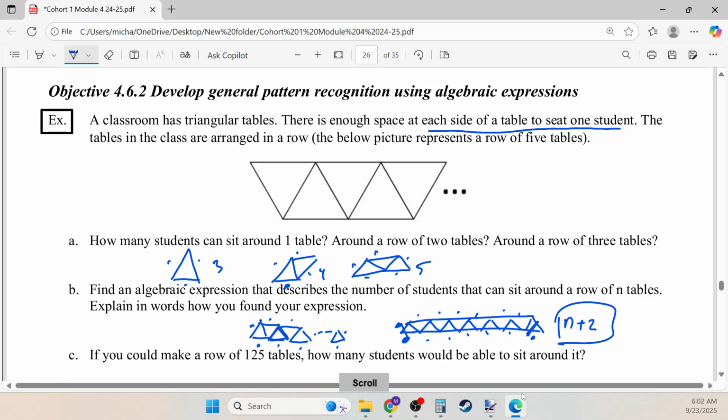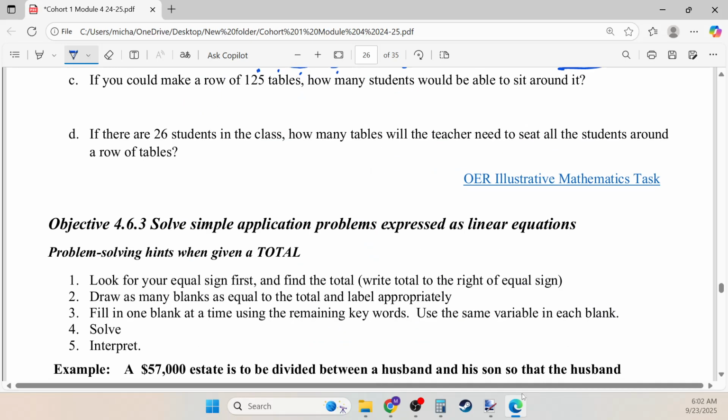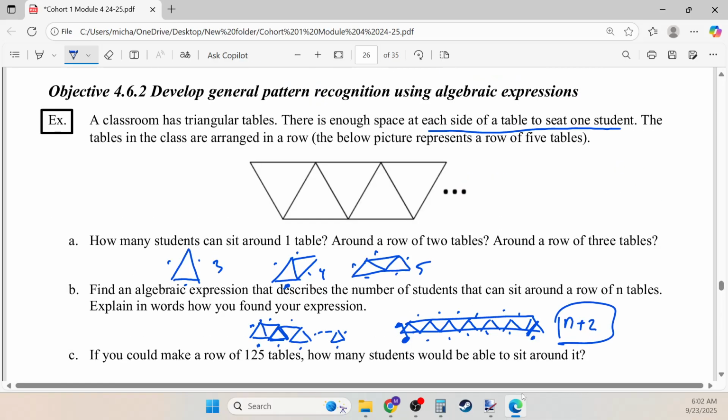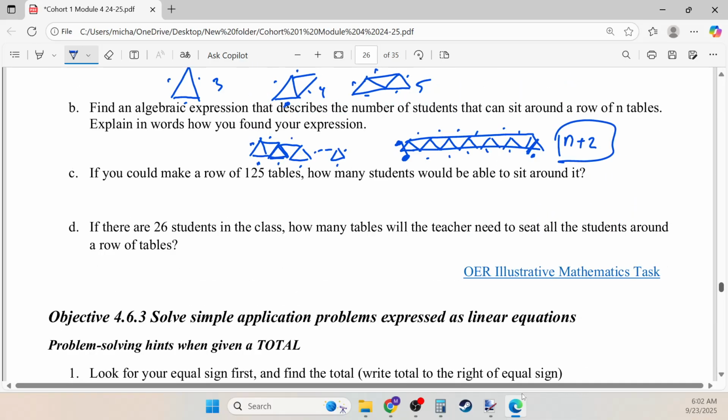Once we have a nice formula like that, we can plug in arbitrary numbers. Like if we have 125 tables, we just plug in 125 for n. That gives us 127 students.